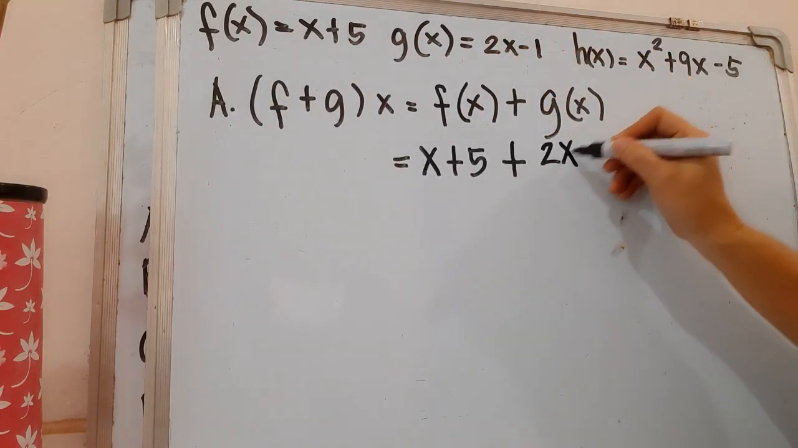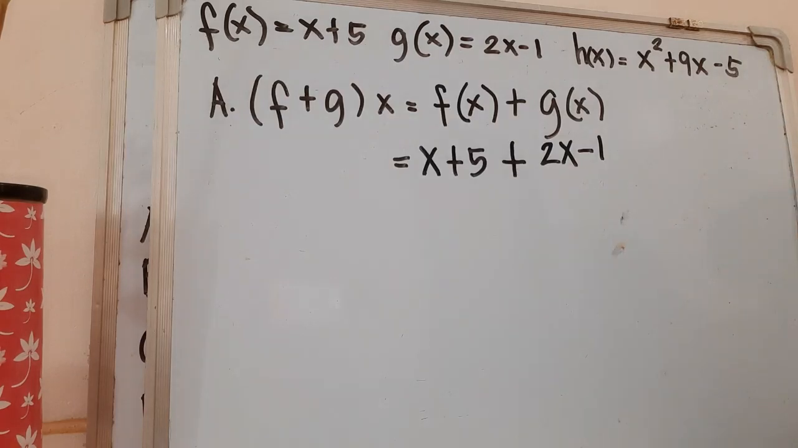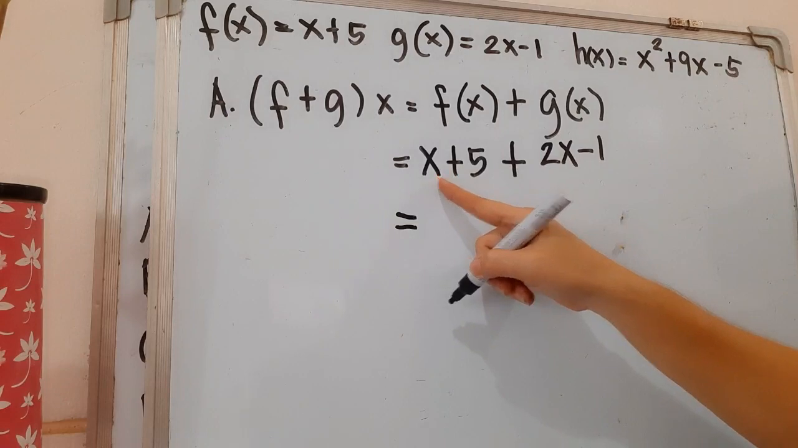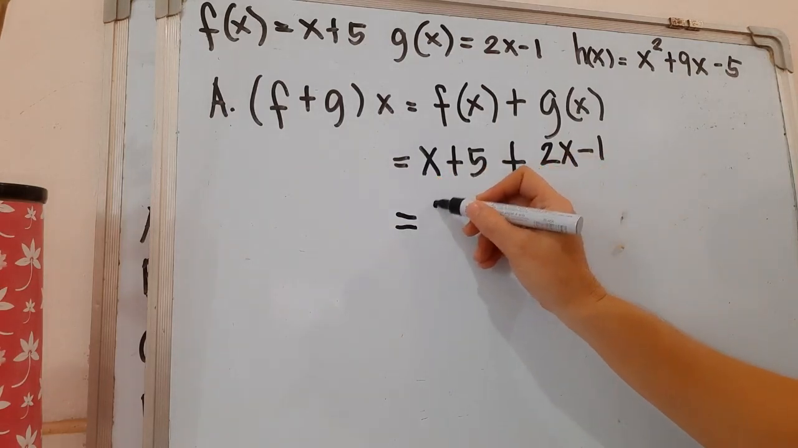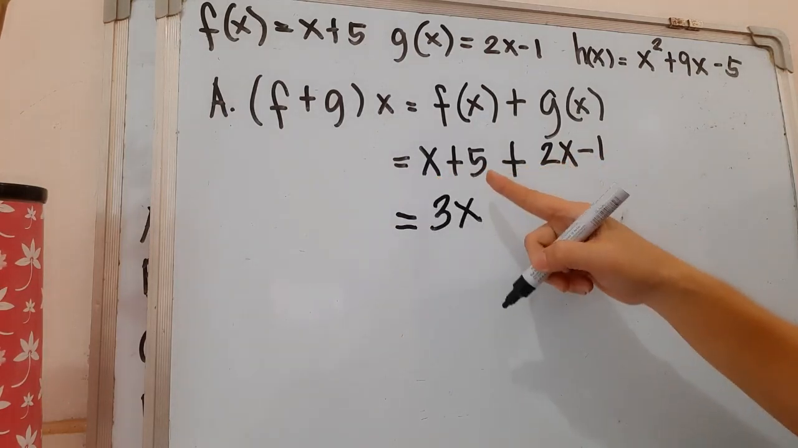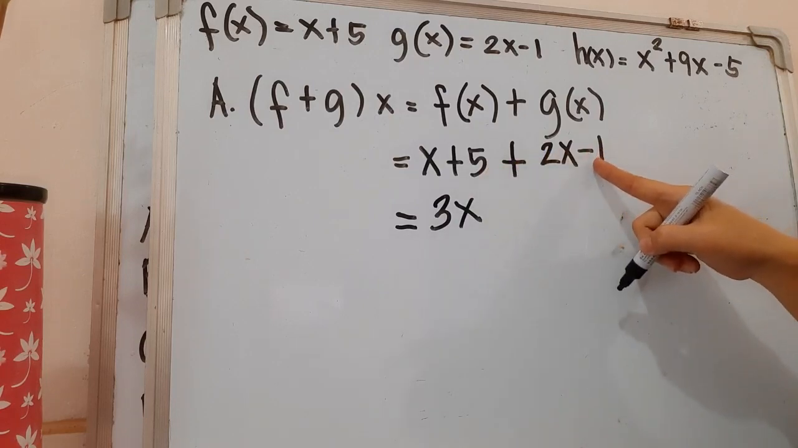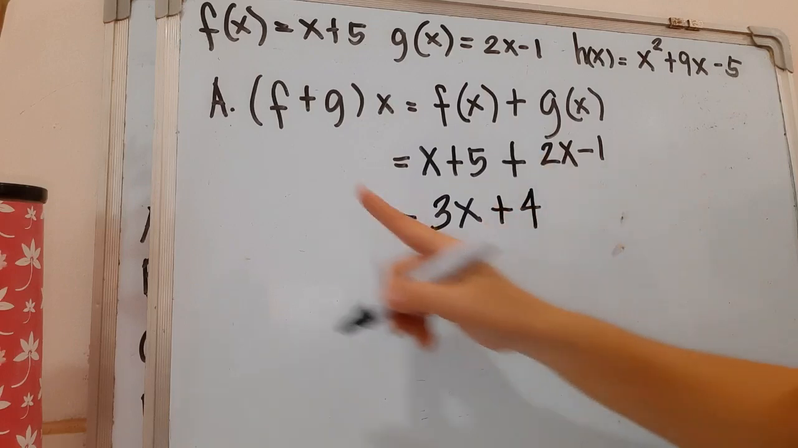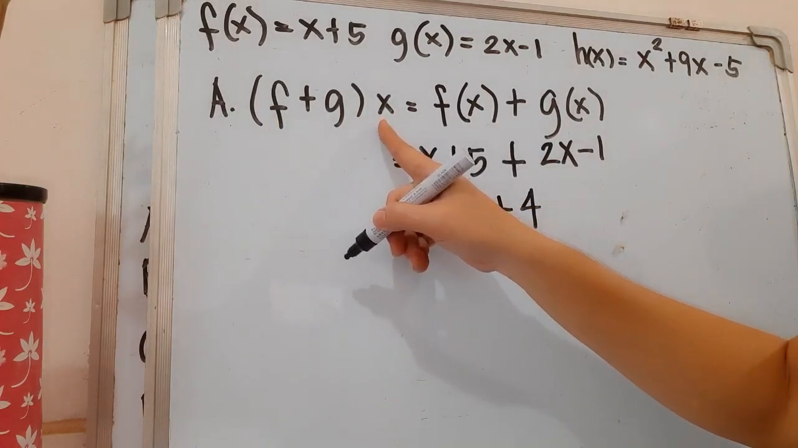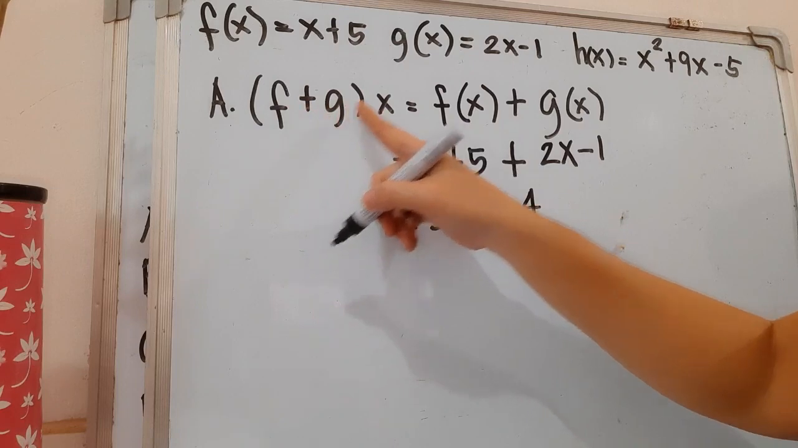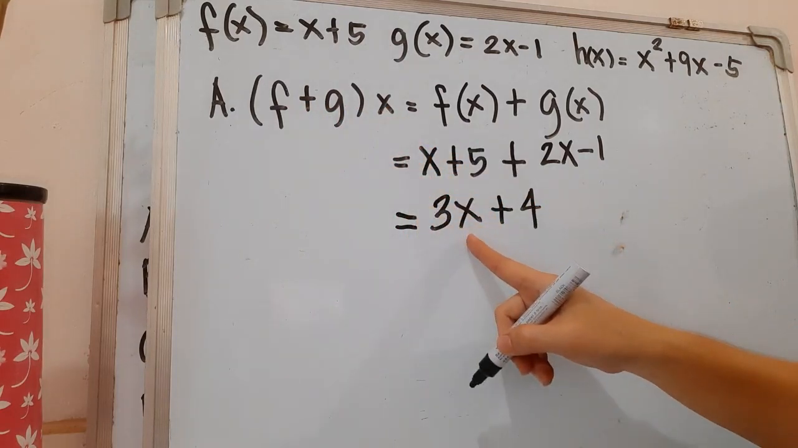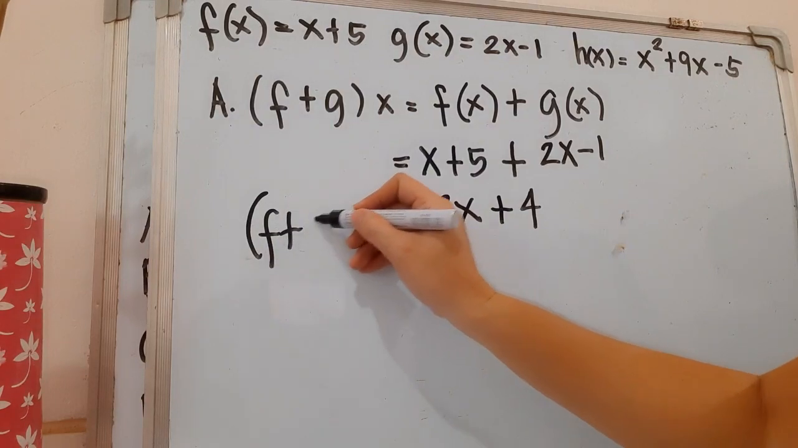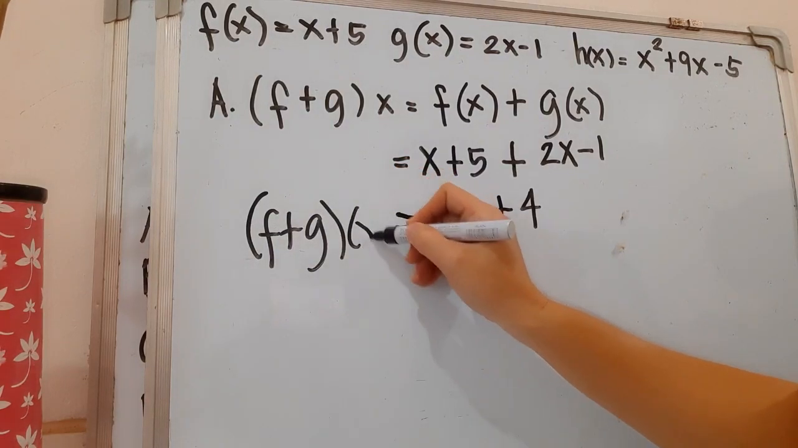The next step is to simplify, combining like terms. x plus 2x, we can have 3x. Then 5 minus 1, we can have positive 4. So therefore, adding the two functions, the quantity f plus g of x, the result is 3x plus 4. So this is the quantity f plus g of x.